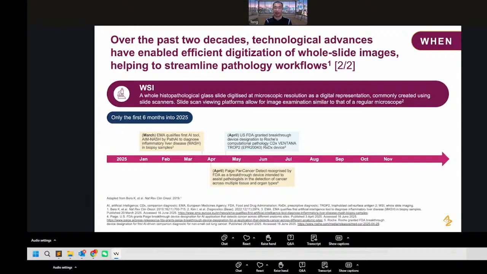This is not all. I just put three of them here, but there's another one, I think probably in July. There's another company called Ultra AI, which is for prostate prognosis, and it got a breakthrough designation by the FDA.